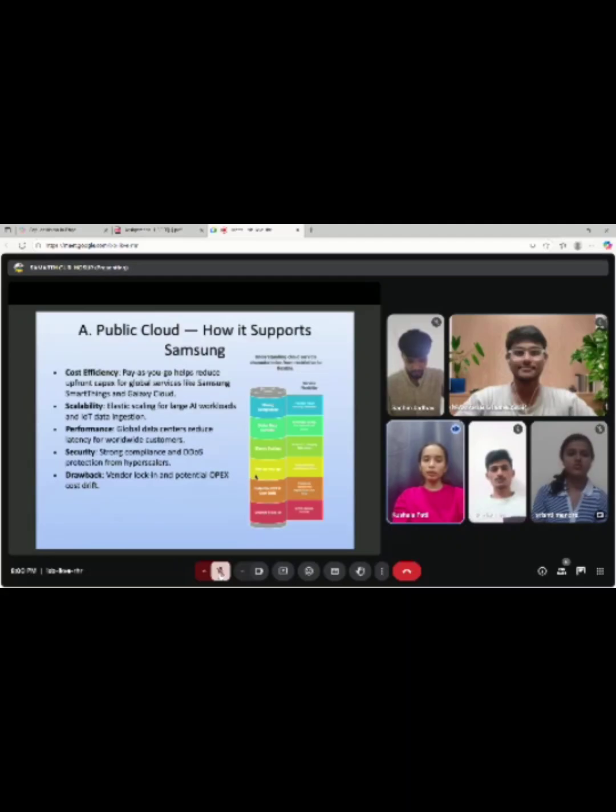Next one, scalability. The public cloud allows elastic scaling, meaning Samsung can easily increase or decrease computing power to handle large AI or IoT workloads as needed. Next one, performance. With global data centers, Samsung ensures low latency and fast access for users all around the world. Security. Public cloud providers offer strong compliance standards and protection against attacks, ensuring Samsung data remains secure.